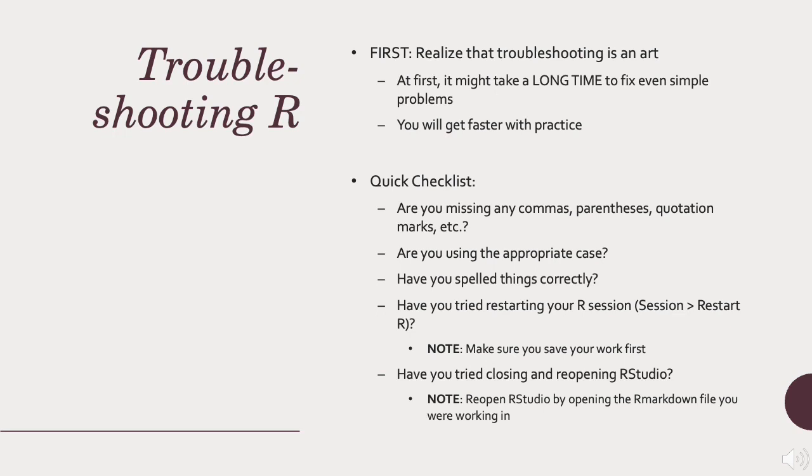So as a quick checklist, when something goes wrong, check to see if you're missing any commas, parentheses, quotation marks, etc. A lot of these things should be auto-paired. So in RStudio, if you type an open parenthesis, it'll automatically close it for you. But sometimes you miss things anyway, so check for things like that.